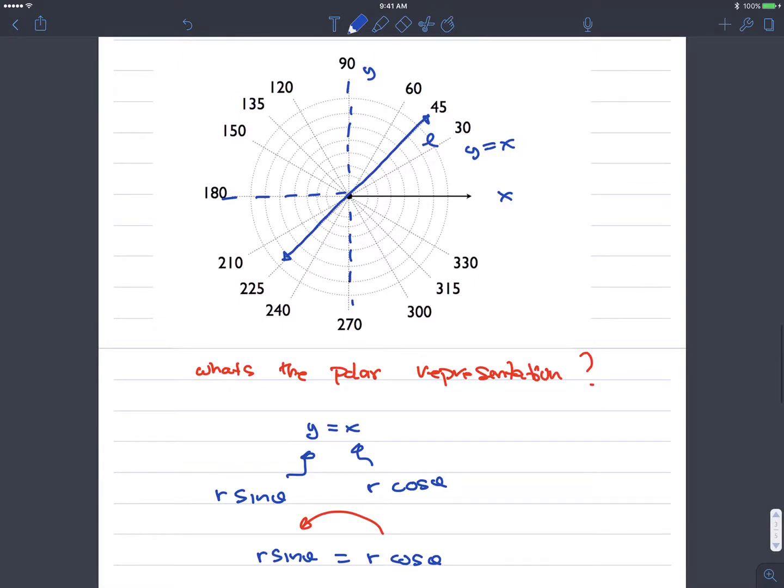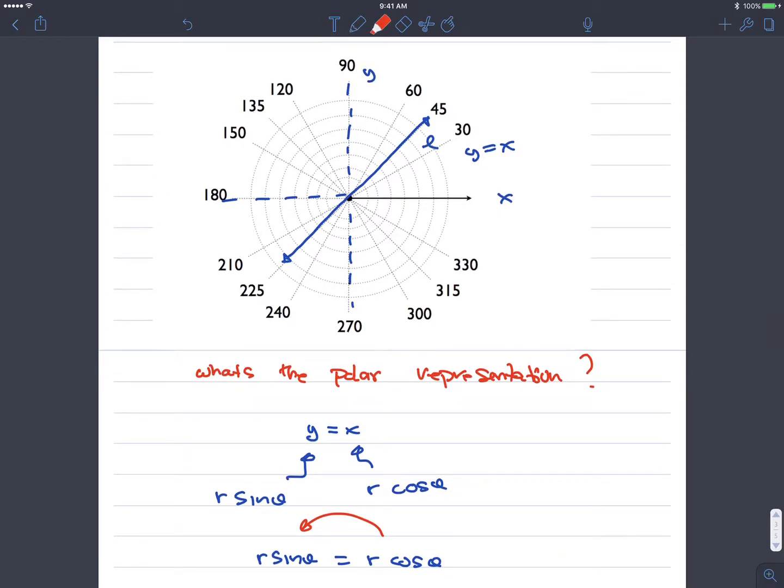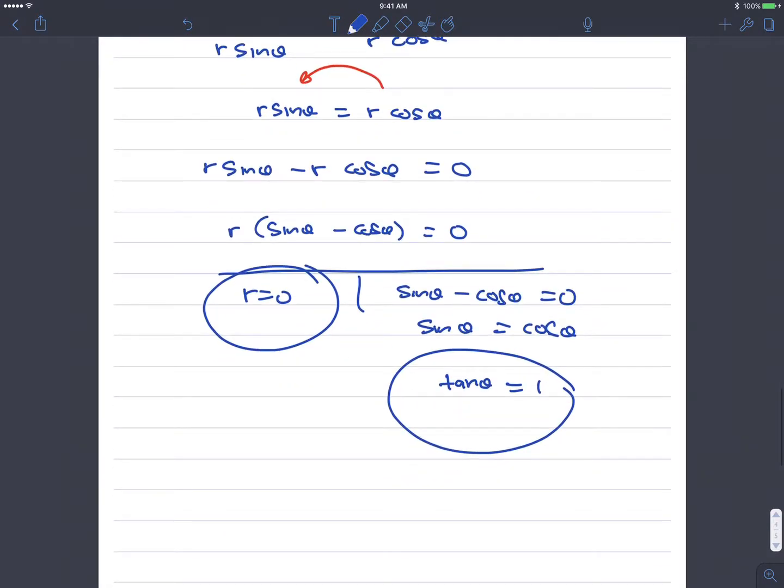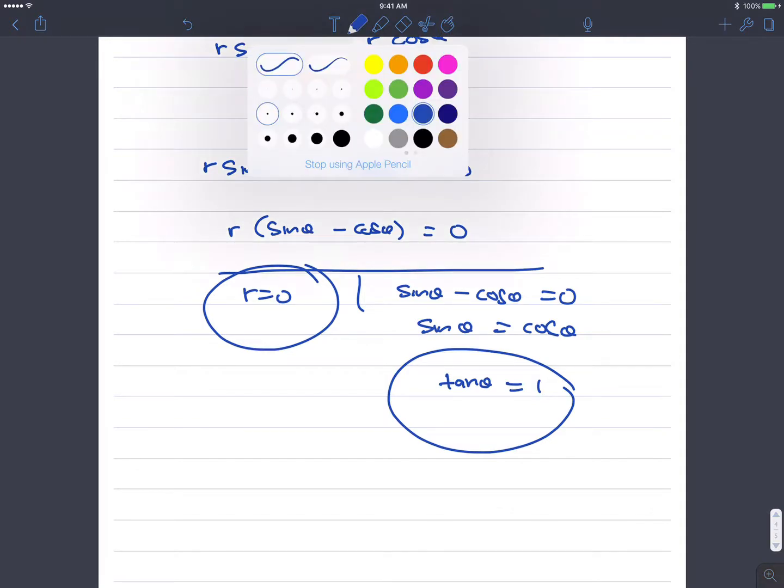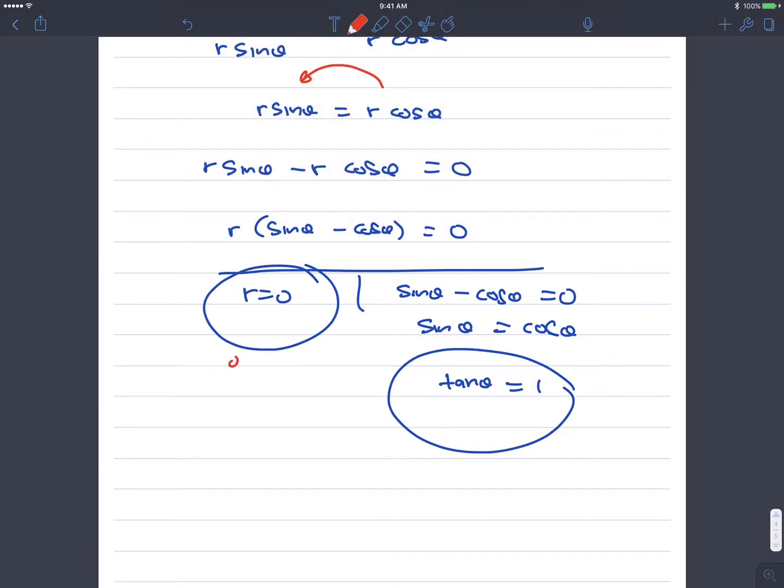Anyone want to tell me what this graph is? This is a line from Cartesian. We already know what it is. It's right here. We know the graph. But what does r equals 0 actually mean? You know what that really means if r is 0? r is 0. Theta is arbitrary.